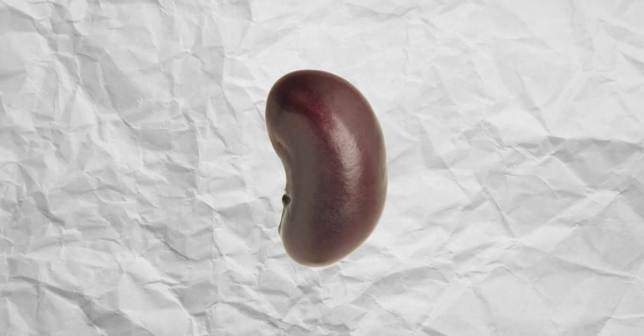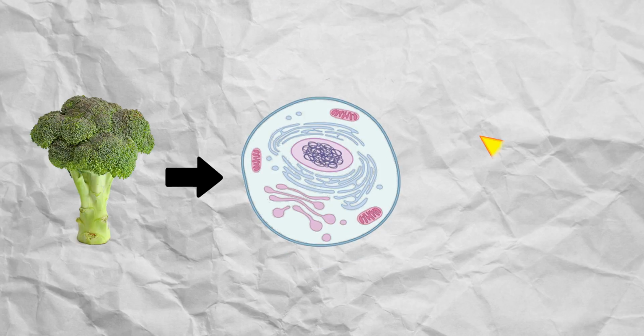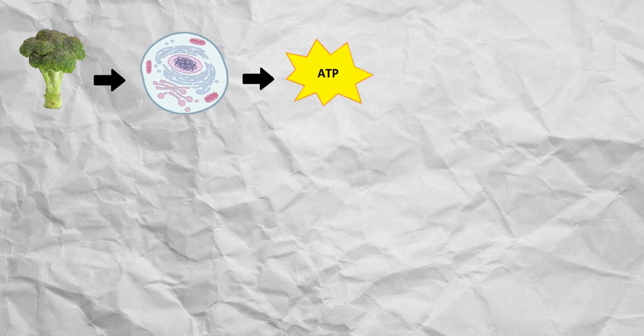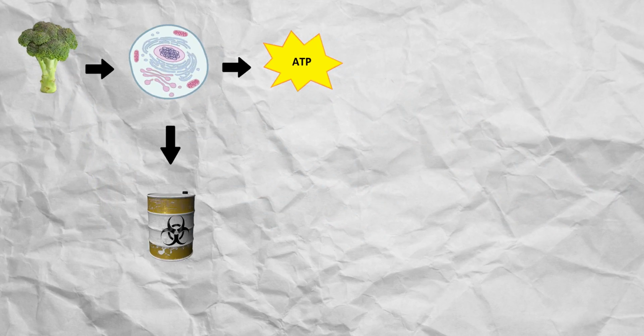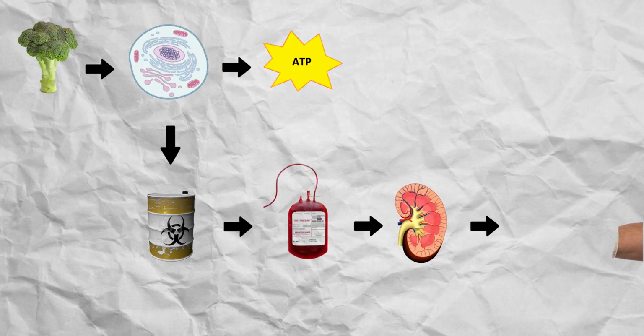The kidney is a small bean-shaped organ only found in vertebrates. Now when cells convert nutrients into ATP, they release a toxic byproduct we call metabolic waste. The purpose of our kidney is to get the waste out of our bodies by filtering it from the blood and excreting it as urine.